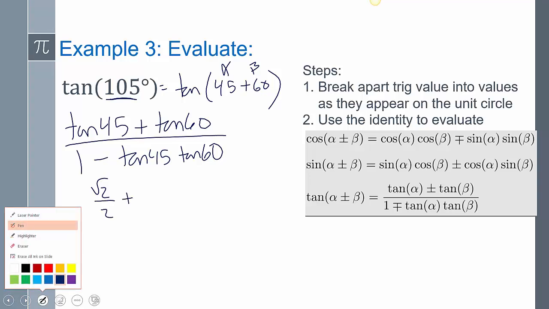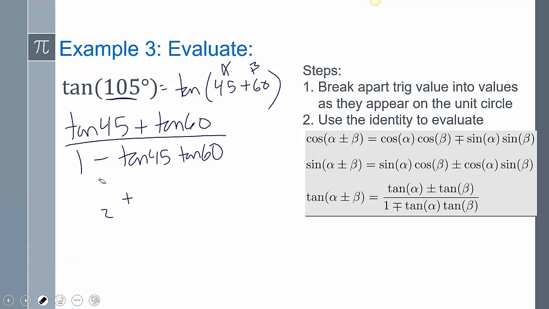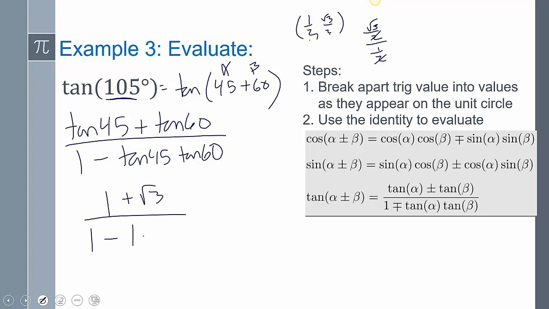The tangent of 45 degrees, I did the sine, but I didn't do the cosine. Sine over cosine, so that's 1. And then the tangent of 60 degrees is going to be root 3. Now, at 60 degrees, it's 1/2, root 3 over 2. Sine over cosine. Right, it's root 3. And on the bottom, I get 1 minus, this tangent of 45 is 1 times the tangent of 60 degrees, which is going to be root 3. So I get 1 plus root 3 over 1 minus root 3.